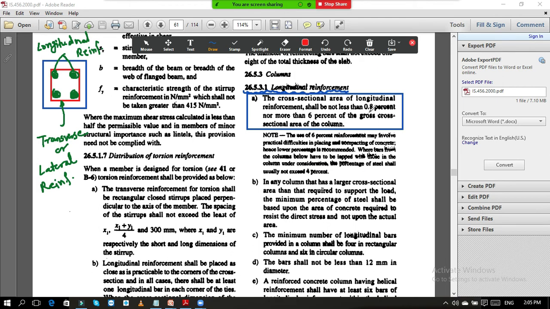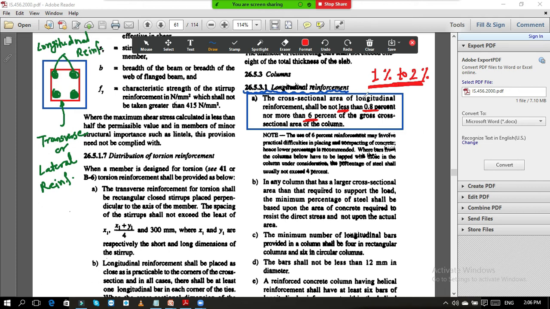It should be not less than 0.8% minimum and 6% maximum. So generally we assume 1% of steel in a column, in some cases 2%, so we can say 1 to 2%. Generally we assume 1 to 2% steel in a column, and it is well within the specified range. The minimum should still be 0.8%, maximum 6%. So we always assume between 1 to 2% of gross area.